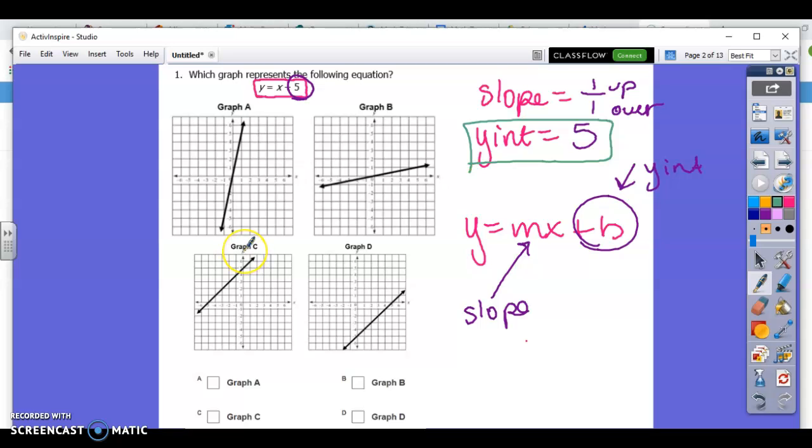They are labeled. So we're looking for which one of these graphs has a spot where it crosses the y-axis at positive 5. So 1, 2, 3, 4, 5, there's nothing there. 1, 2, 3, 4, 5, nothing there. This crosses at 5, and then it crosses down at negative 5. So the correct answer is graph C. We didn't even have to worry about the slope on this one.